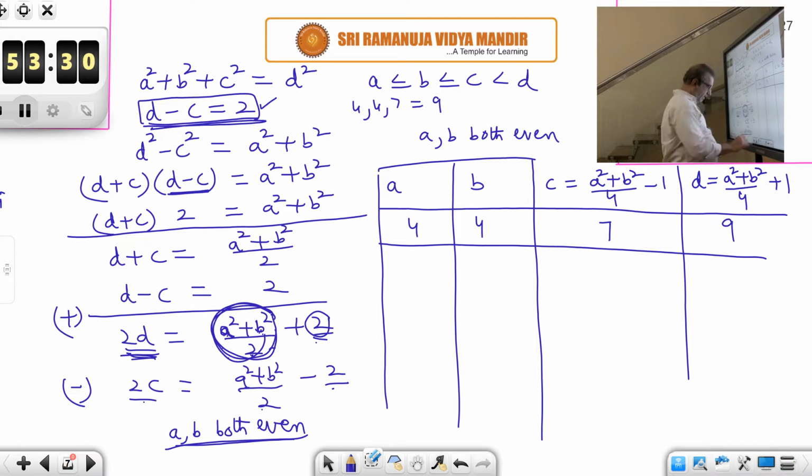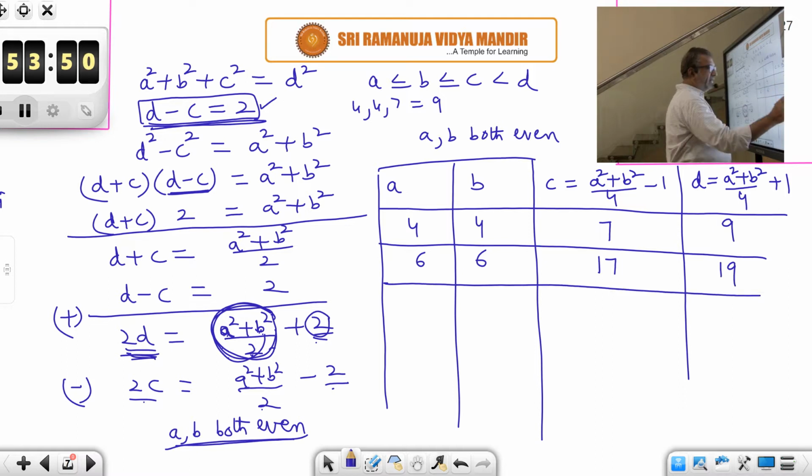Okay. Next 6, 6. 6 square plus 6 square, 72 by 4, 18. 18 minus 1, 17. To get the next number, add 2. That's all, 19. So 6, 6, 17 is equal to 19. 6 square plus 6 square plus 17 square is equal to 19 square, like that.